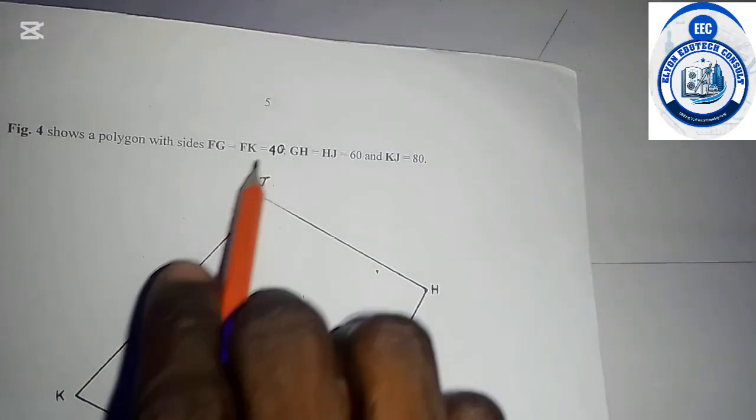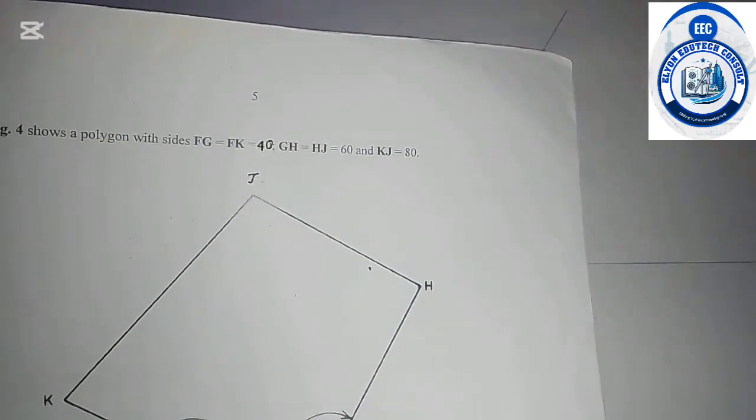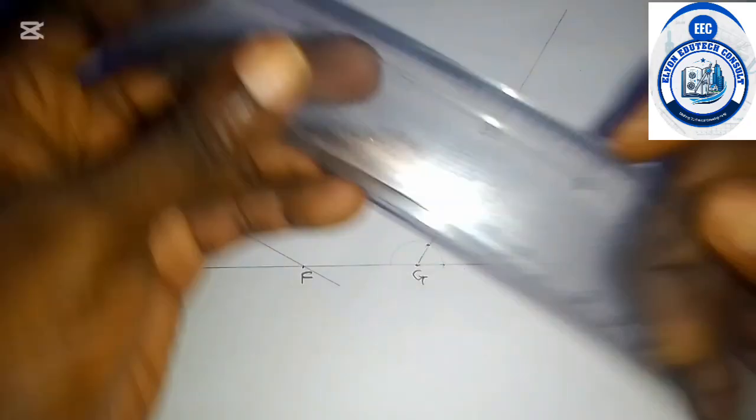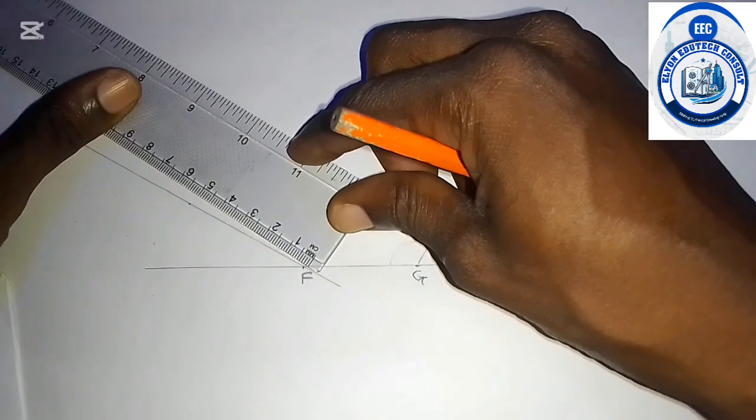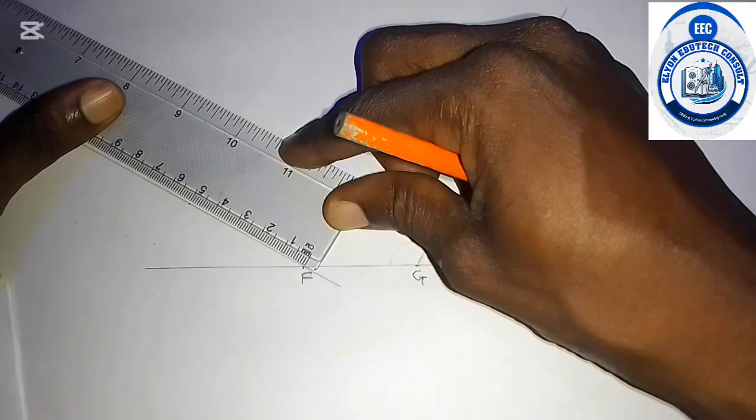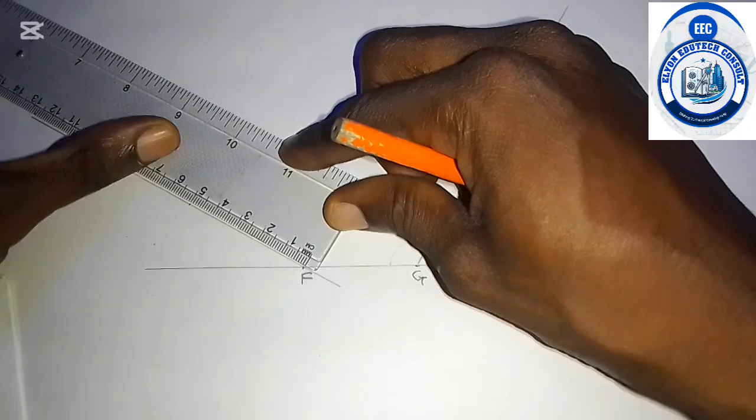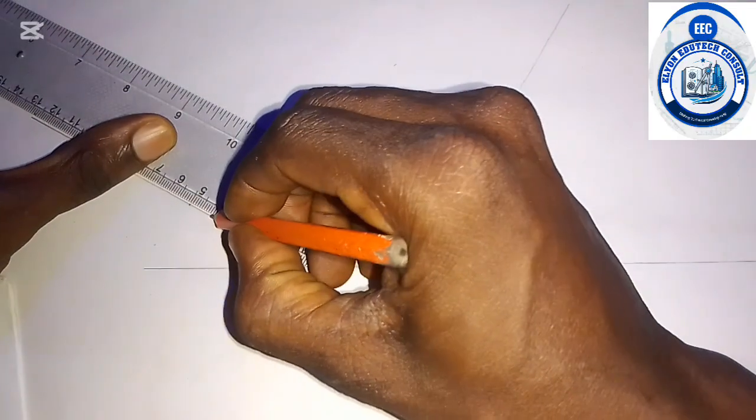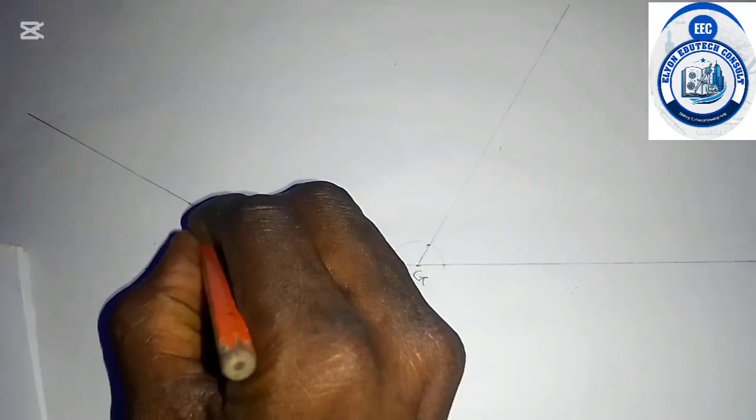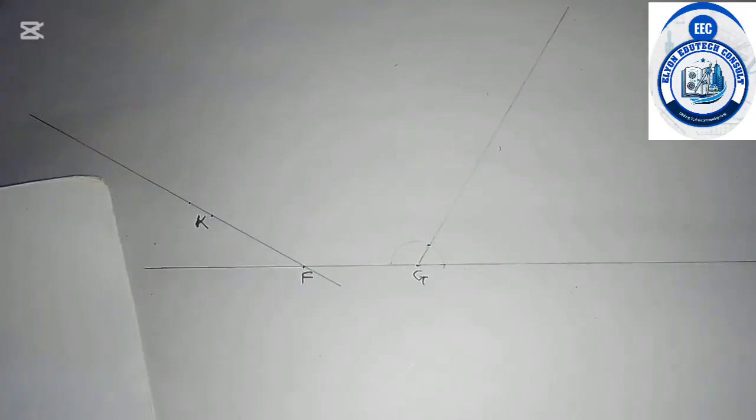Now let's put in my values. We are told that FK is 40, and that FK is also equal to this base FG, so that will be 40. So I'm going to put in 40 now, from here. So this is 40, and that point there will be my K. This will be point K that way.